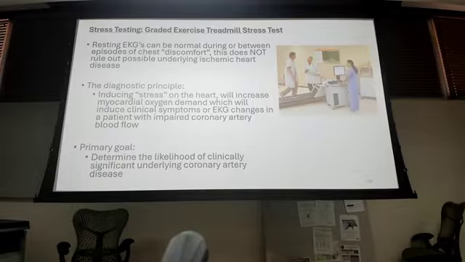And one of the most common ones is this graded exercise treadmill stress test, where the patient's wearing an EKG, they run on the treadmill, and then we watch for the change in EKG based on that exertion and that stress, okay? And that will give me an idea if I start to see ST elevations, ST depressions, T wave inversions. That shows me that the perfusion in that area is maybe not adequate to meet the stress demand. Okay, so that's what an exercise treadmill stress test is looking for.